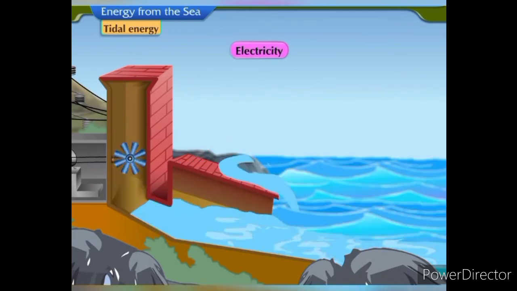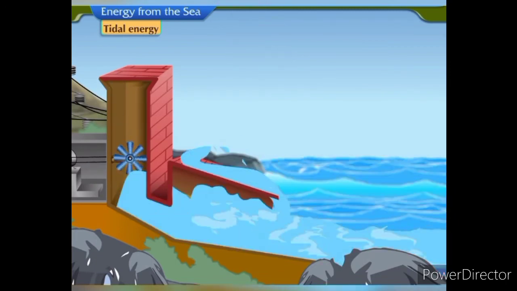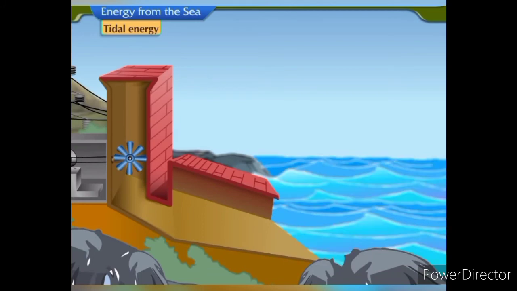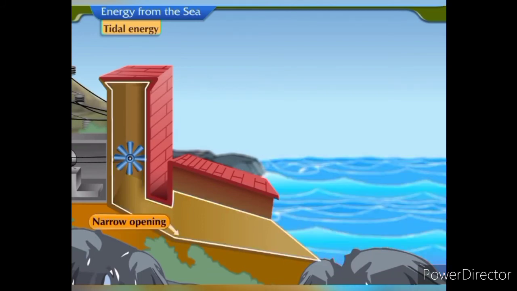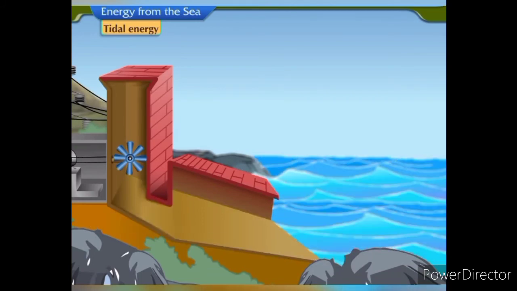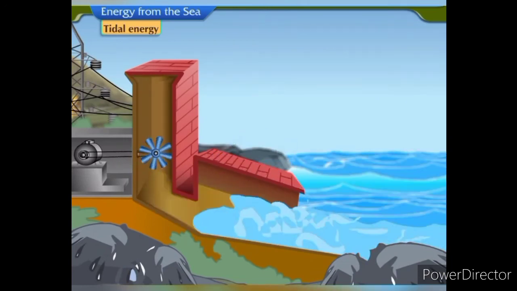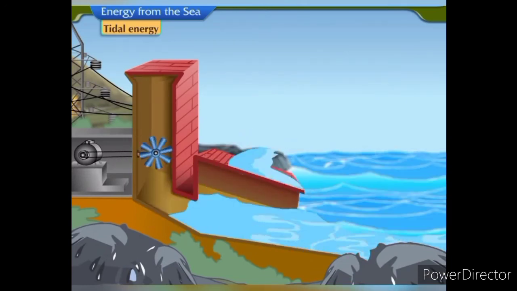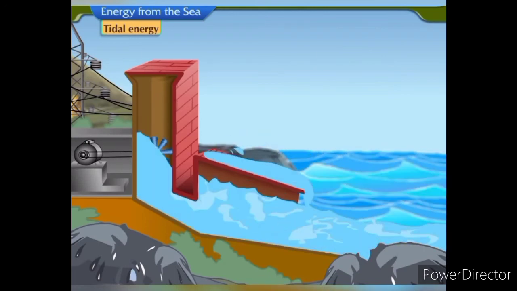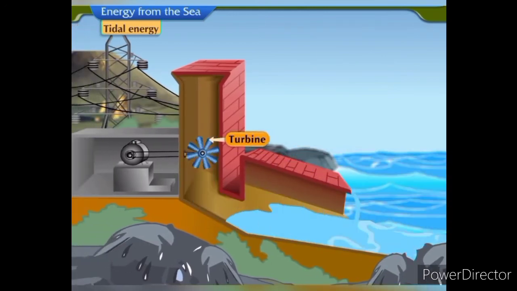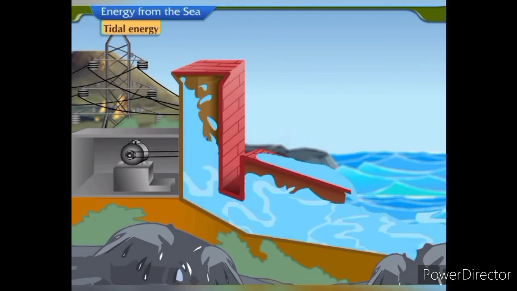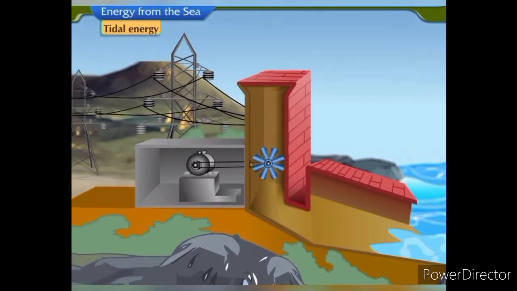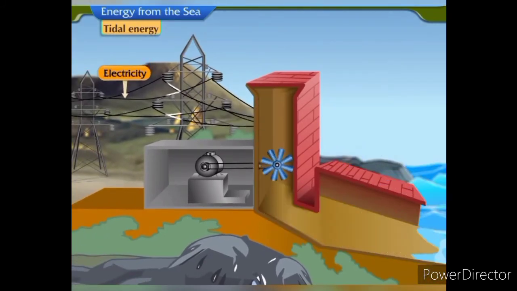In order to generate electricity from tides, usually dams are constructed across narrow openings to the sea. The water moves in and out from this opening during tides. As soon as water flows through the opening, it flows over the turbines fixed inside the dam. The turbine rotates and generates electricity.